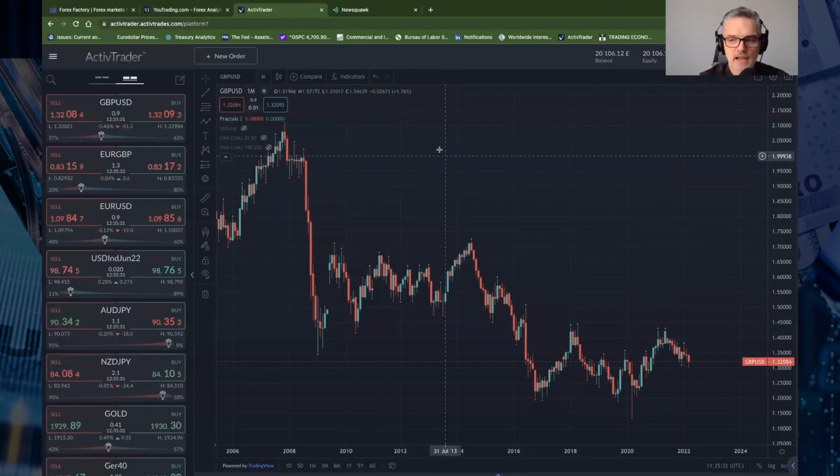All right, going to the active trader platform. Looking on the left-hand side, we've got the sentiment indicator. So 63% of traders are trying to go long. That's quite high, so we'll be looking to see if we can fade those guys.